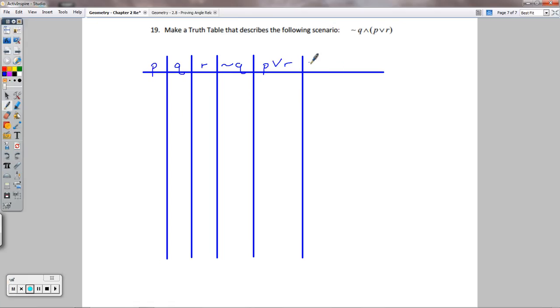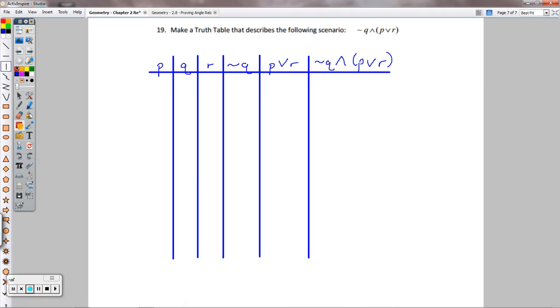So not Q and P or R. So let's figure out what I got here first. I'm going to make some lines across just to make sure it's easy to follow my work here.